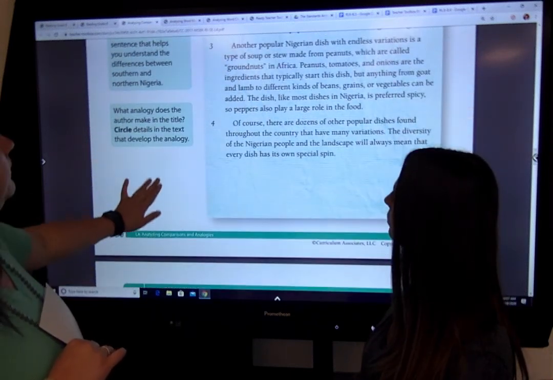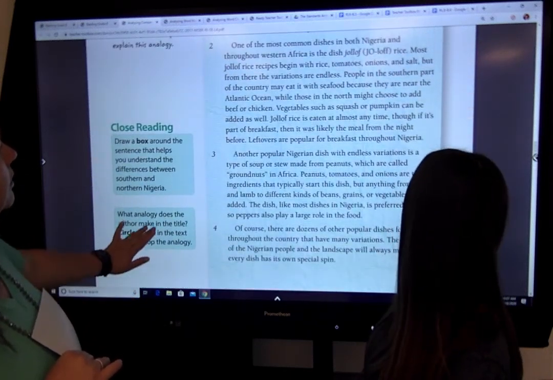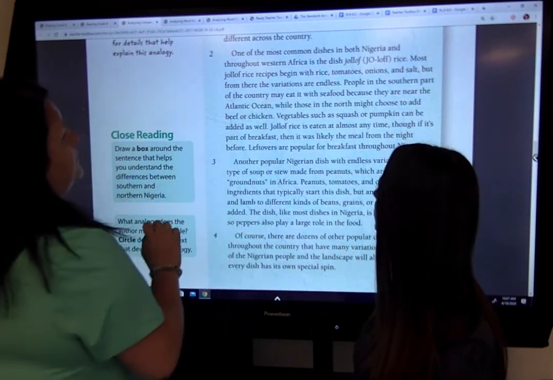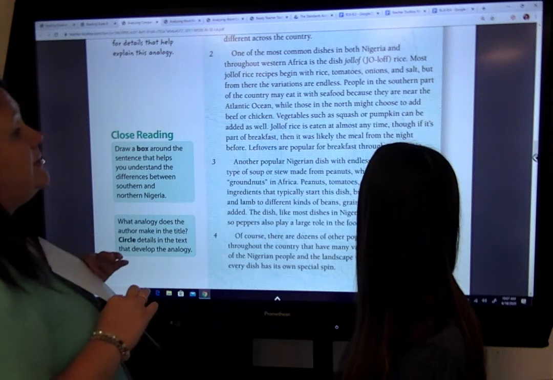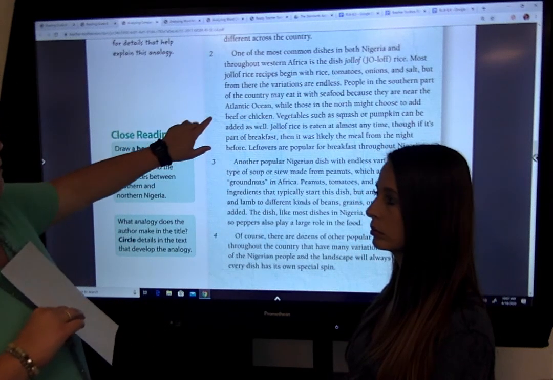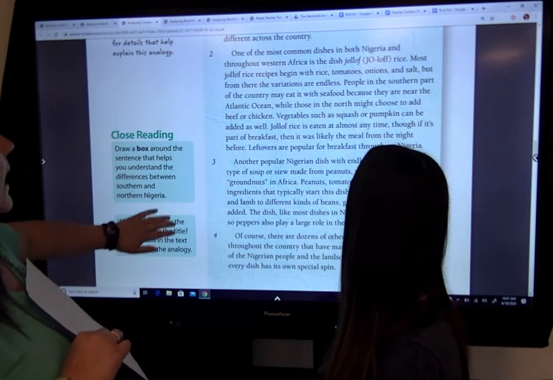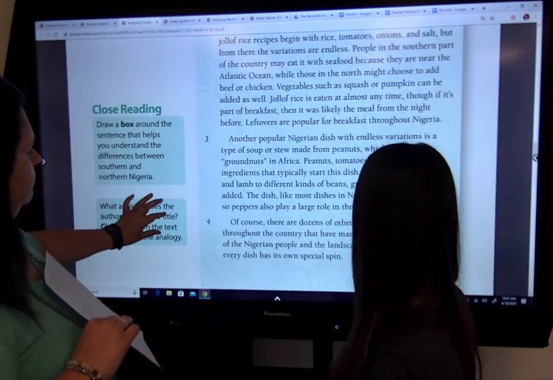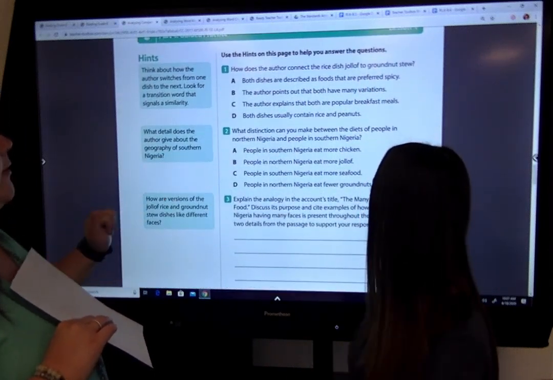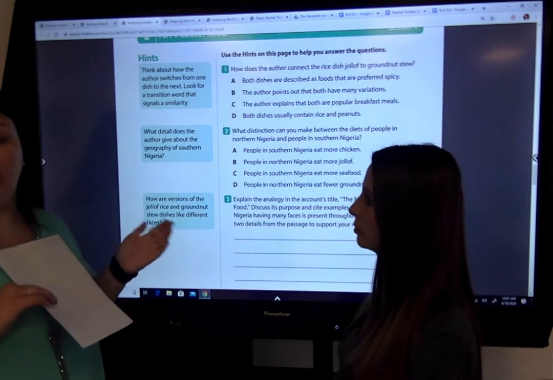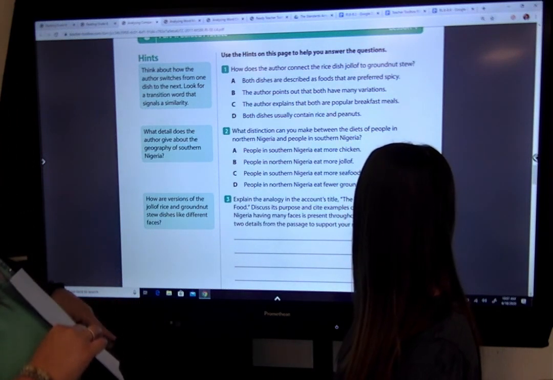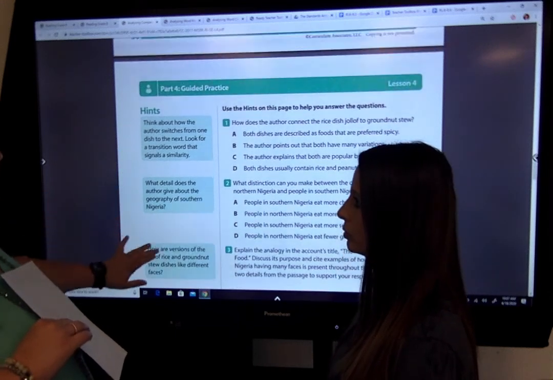All right, so, right here, people in the southern part of the country may eat seafood because they're near the Atlantic Ocean. All right, people in the north might choose to add beef or chicken. So look. All right, people in southern Nigeria eat more chicken. Is that what it said? No. All right, people in northern Nigeria eat more jollof. Well, let's look.